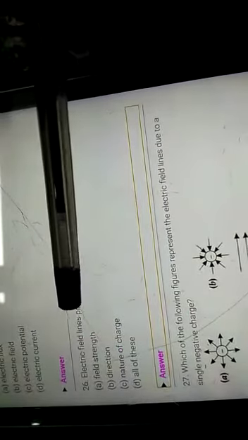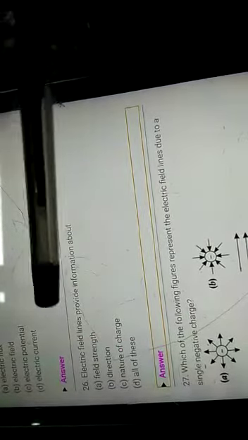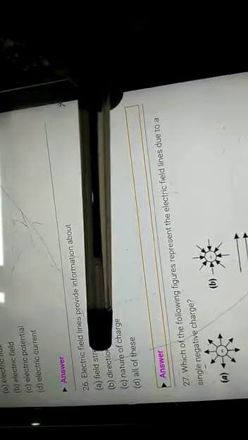Now, electric field lines provide the information about the field strength. Yes, correct. Direction also correct. Nature of the charge also correct. All of these, so D is going to be the correct option. We can find field strength: if the field lines are denser, then field strength is more. Where the density of the field lines is more, the field strength is higher there. Lesser the density, less the field strength.